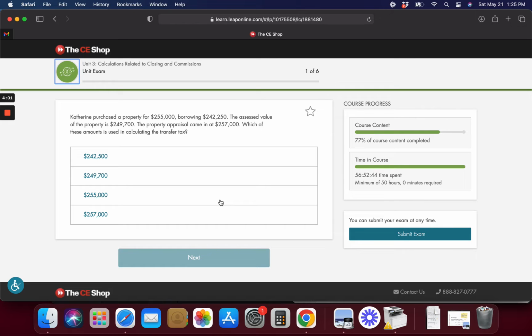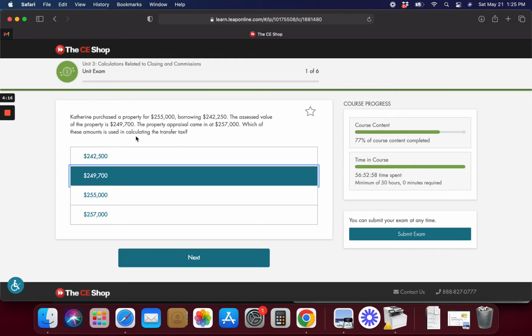All right, what are these amounts used in calculating the transfer tax? Okay, 242.5. The assessed value is 249.7. So usually the appraisal, usually they do the assessed value, the lowest of the low. Normally.